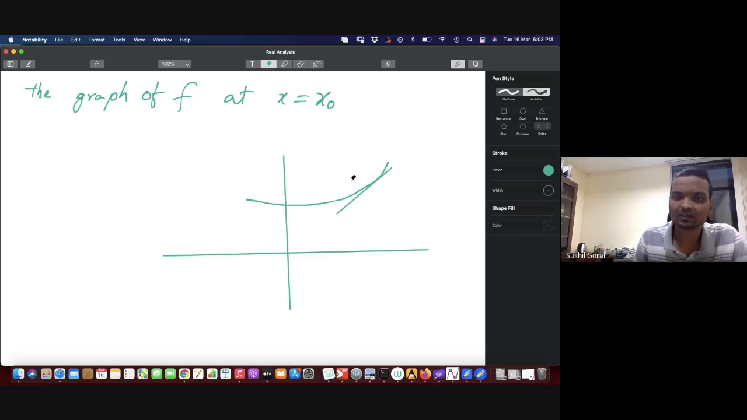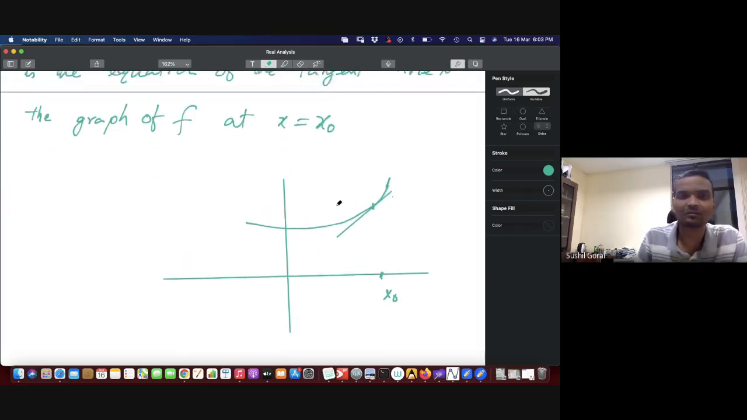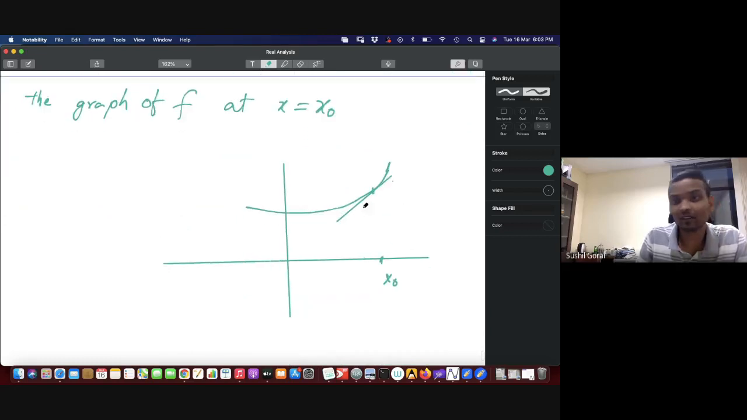right? So if this is the point here, x naught, and you see here, this is the tangent line, and this is the graph. So the remainder term is the difference between these two. We don't know whether the graph might be down there or up. We don't know.